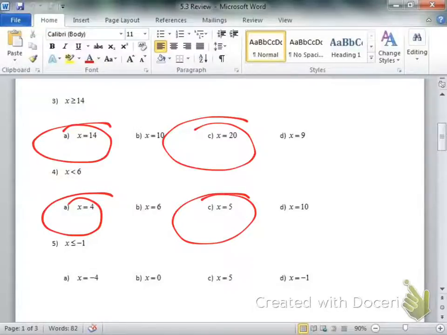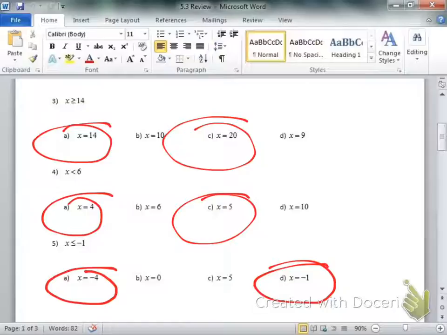Number 5, less than or equal to -1. A and D. Very good. Remember, when you're working with the negatives, the more negatives you have, the smaller the value. So -4 is actually less than -1. And then it is an or equal to, so -1 works as well. Questions on the front page?